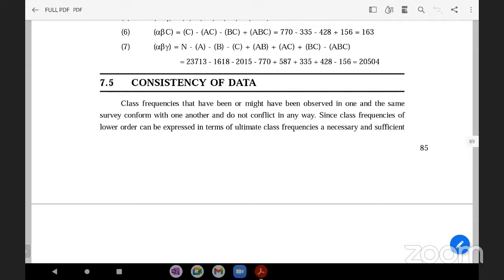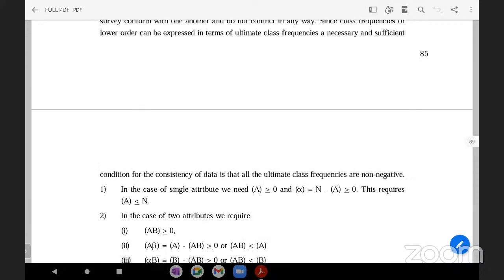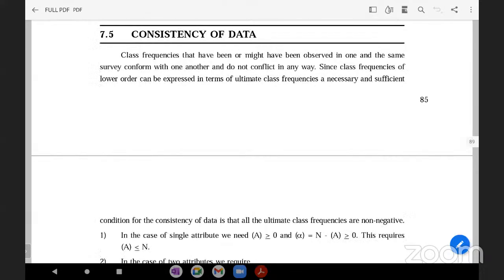For example, the class frequencies of the lower order can be expressed in terms of the ultimate class frequencies, and the condition for the consistency of the data is that the ultimate class frequencies are non-negative. These two steps should be followed, and then we can say that the data has consistency. What are the two steps?